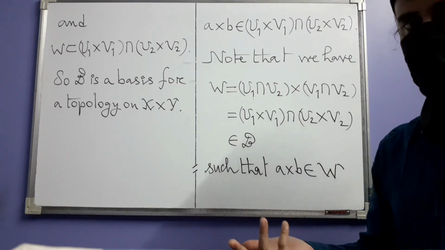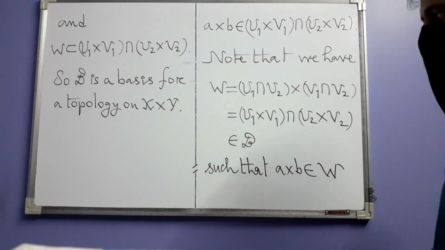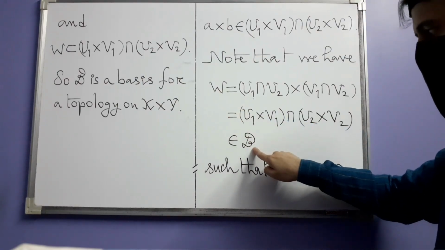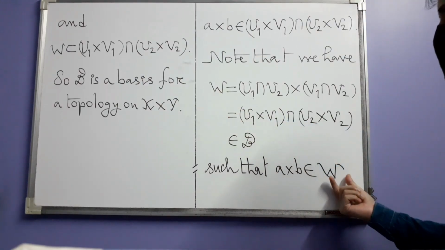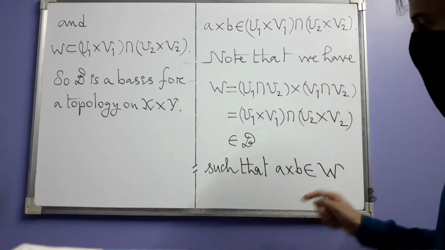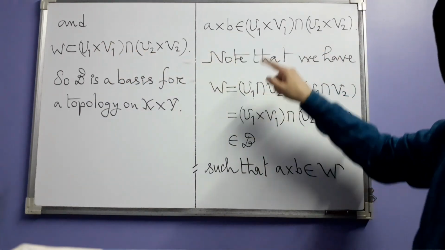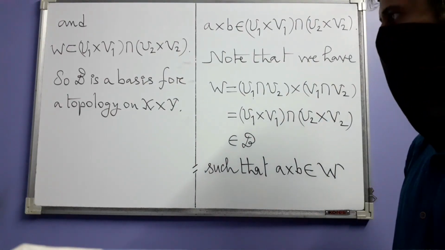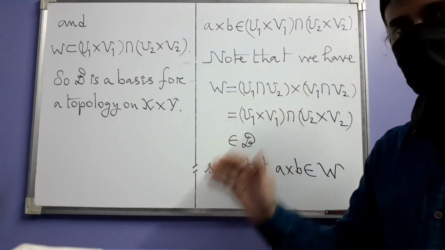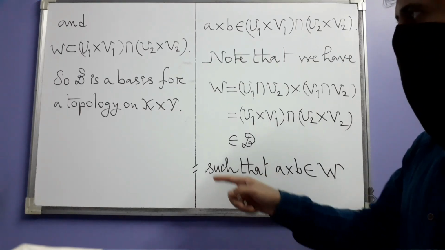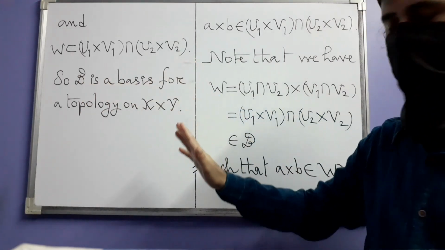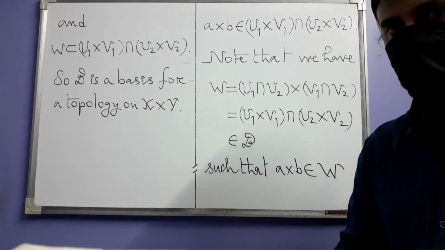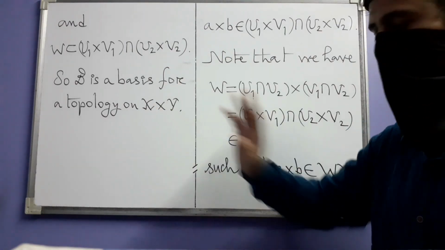But that makes everything so easy and in fact trivial, because now we have got a third element W in B, so that (a, b) belongs to W, because W is just that, and W is contained in this. Actually they are equal, so of course also contained in this, and that is why the second condition is also true for a basis, and that makes this collection a legitimate basis for some topology on this product, and that's what we are calling the product topology on X times Y.